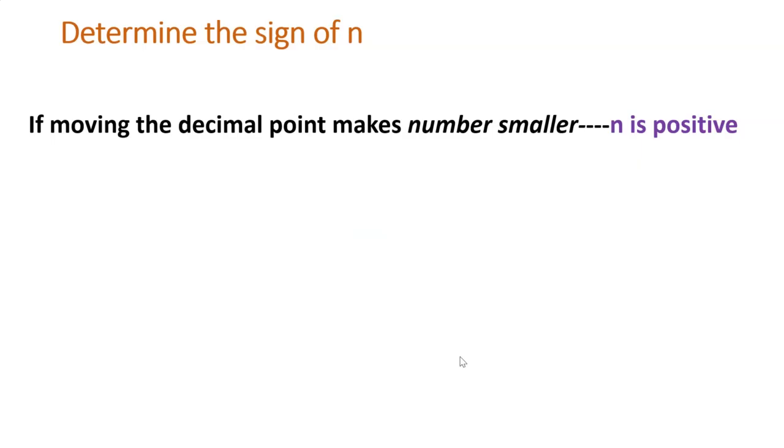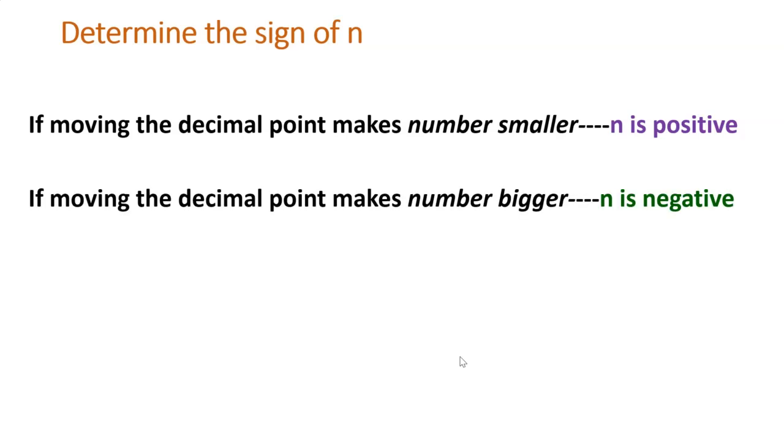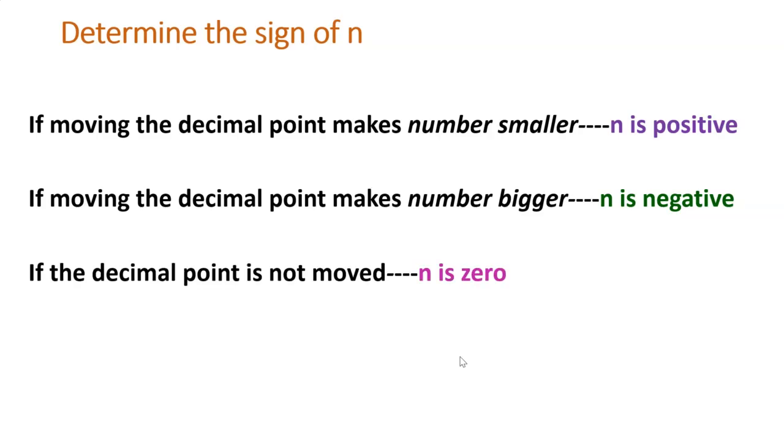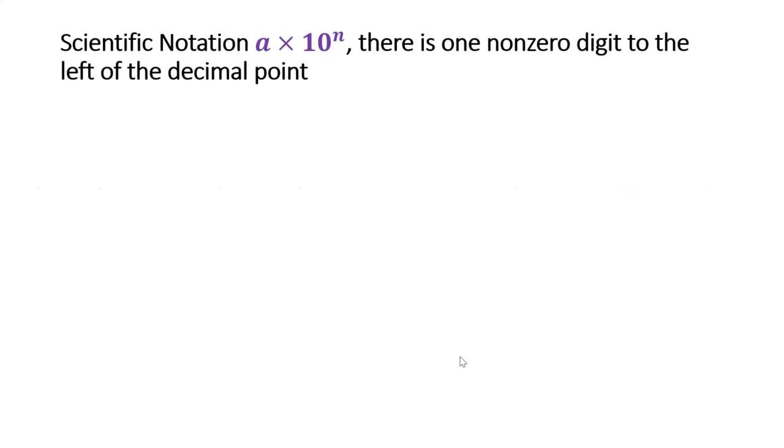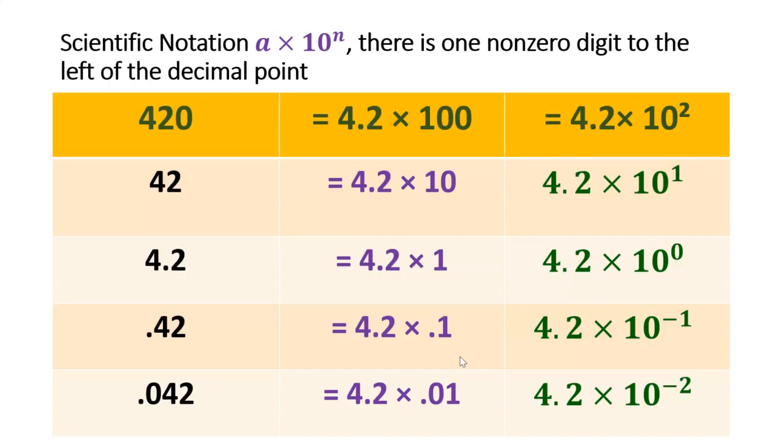Determine the sign of n. If we're moving the decimal point in a way that makes the number smaller, n will be positive. If we're moving the decimal point in a way that makes the number bigger, then our n will be negative. If the decimal point is not moved, our n will be 0. Let's look at this with examples in the form of a table. Scientific notation is a times 10 to the power n, with one non-zero digit to the left of the decimal point. Let's understand this table.